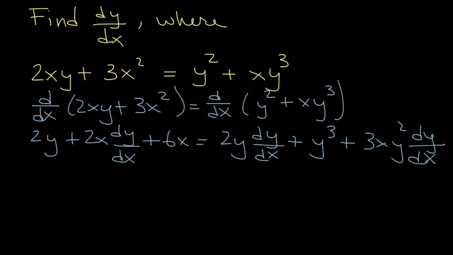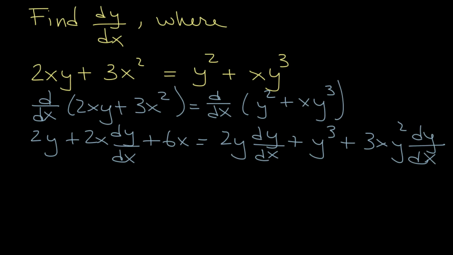And what about the right side? Well, when we differentiate y², we get 2y, but again, using the chain rule, there'll be a dy/dx. And here we have to use the product rule again. Differentiate the x and you get a 1, leave the y³ alone. Plus, now let's leave the x alone, there it is, and differentiate the y³, and we get 3y², and again, dy/dx.